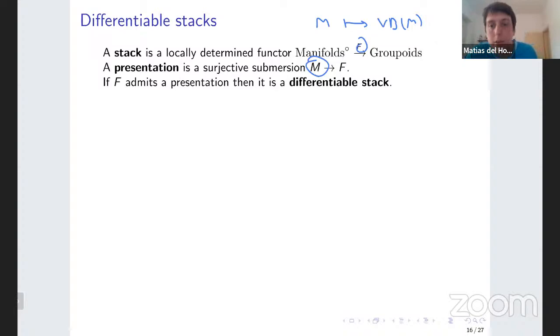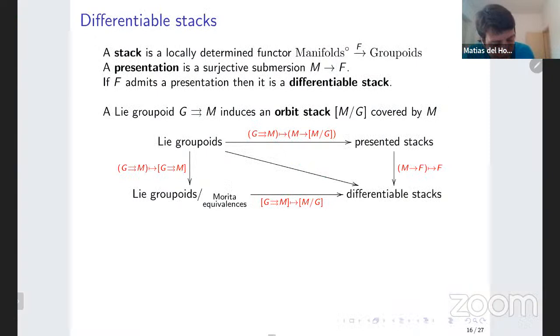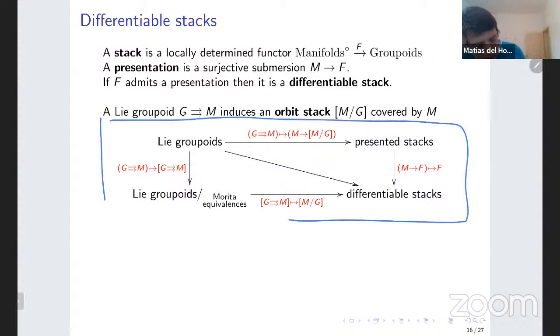Okay. And then a Lie groupoid induces an orbit stack. Basically, looking at objects, maps into M, and arrows, maps into G. This is not a stack, it's a pre-stack, but then you take the associated sheaf, let's say, and then you get a stack. But I want you to look at this in a very simple way, without getting into details.